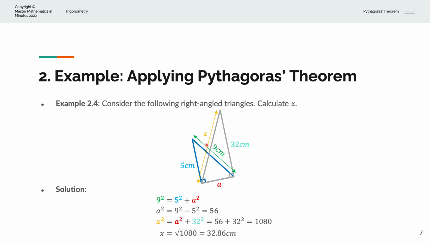With x squared, which is the hypotenuse squared of the second triangle, that is equal to a squared, which is this side squared, plus 32 squared, which is this side squared. We know from above that a squared is 56, so we'll substitute that in here. That becomes 56 plus 32 squared, which is 1080. And so x is equal to the square root of 1080, and that is 32.86 centimeters.